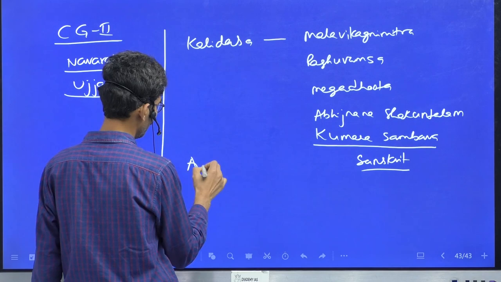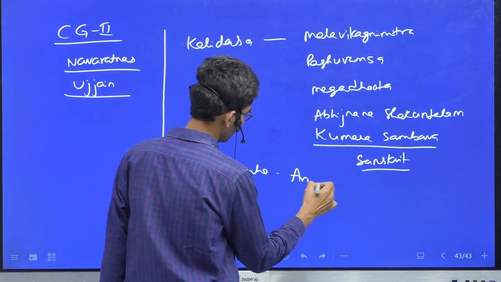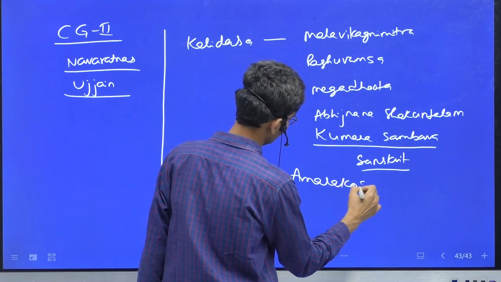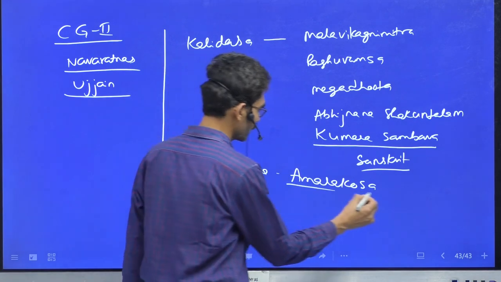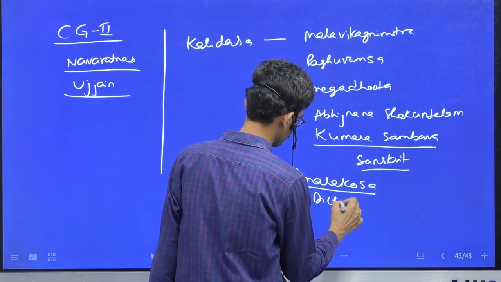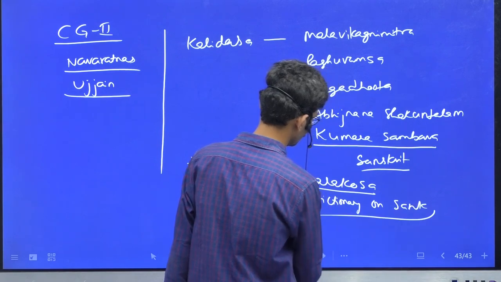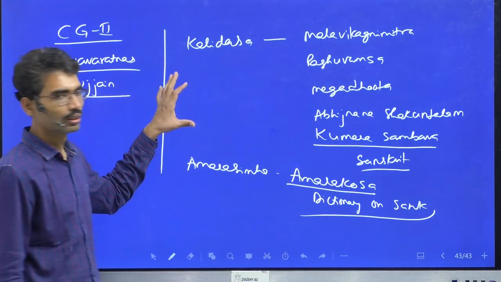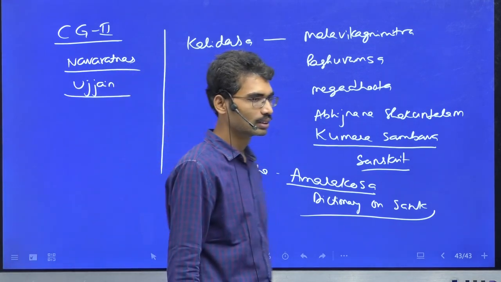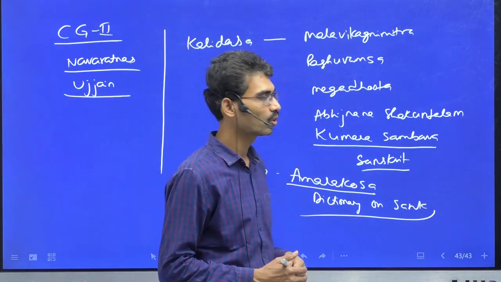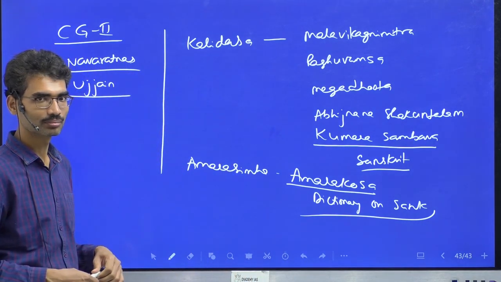Next, Amarasimha, Amarakosha. Amarakosha is a dictionary of Sanskrit. There are different architects also, some scientists also, but we don't know exactly whether they are associated with the Navaratnas or not.